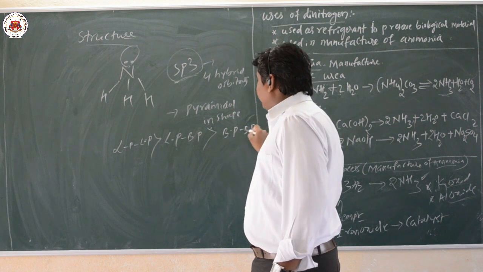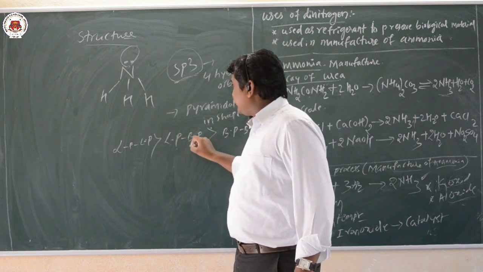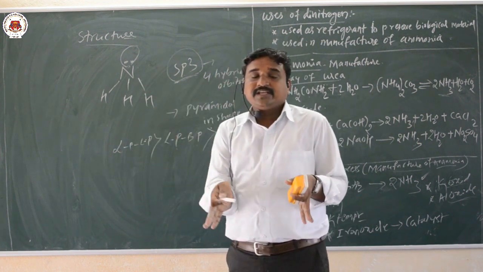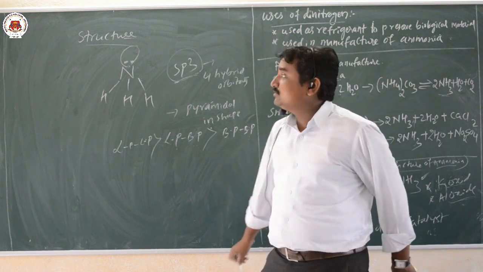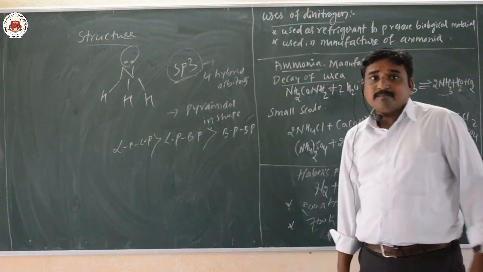So due to this repulsion between the lone pair and bond pair, the ammonia structure is pyramidal in shape. So this is about the structure of ammonia.